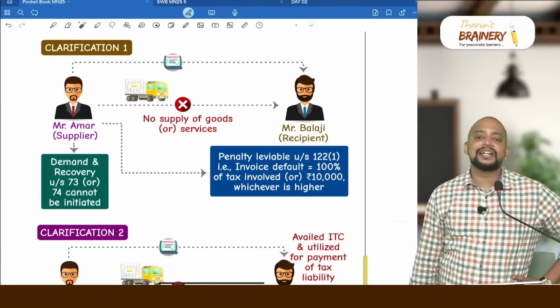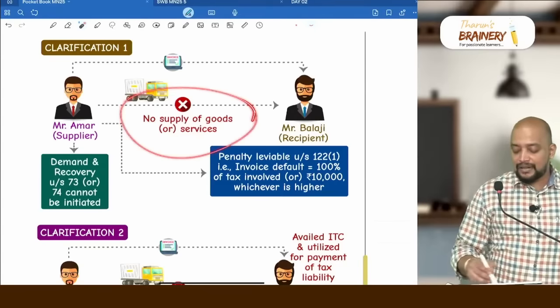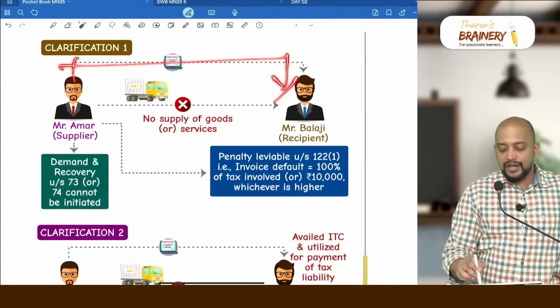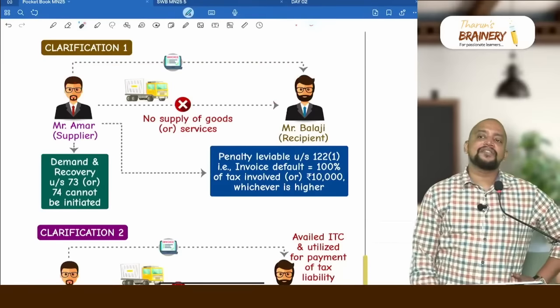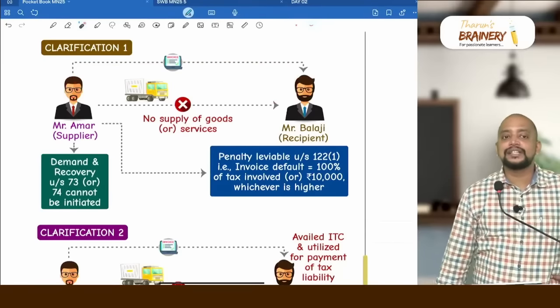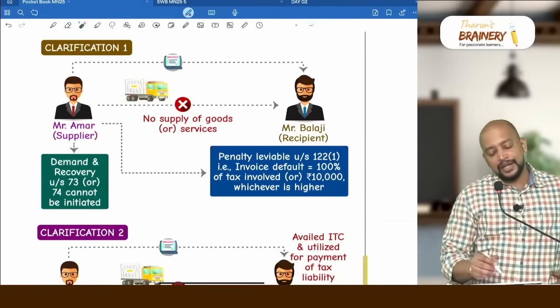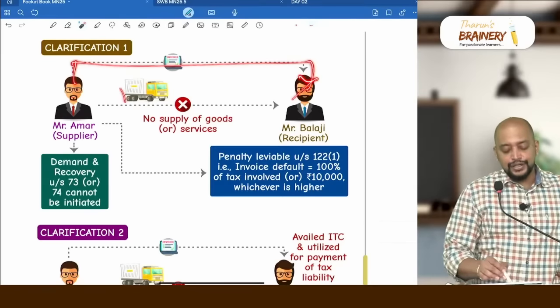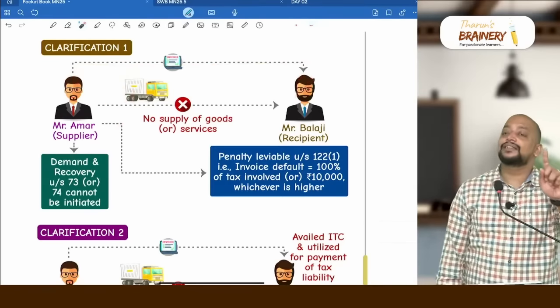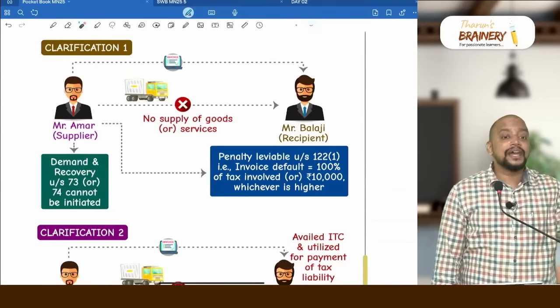What is the taxable event under GST? Supply. Supply itself has not happened just because he gave an invoice. Anywhere in GST law, is it given that invoice is supply, invoice is the taxable event? No, supply is the taxable event. Supply itself does not happen. So mere giving of an invoice creates no liability on Amar. But Amar did the contravention, yes. But there is no liability on Amar.